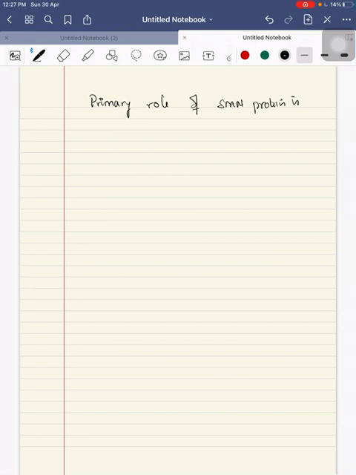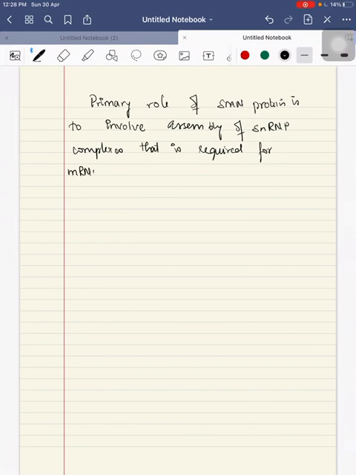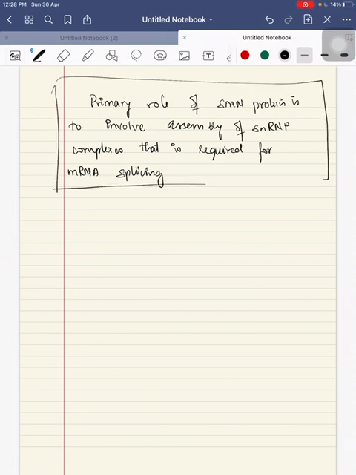The primary role of the SMN protein is to be involved in the assembly of snRNP complexes that are required for mRNA splicing. Okay, so this is the role of SMN protein.